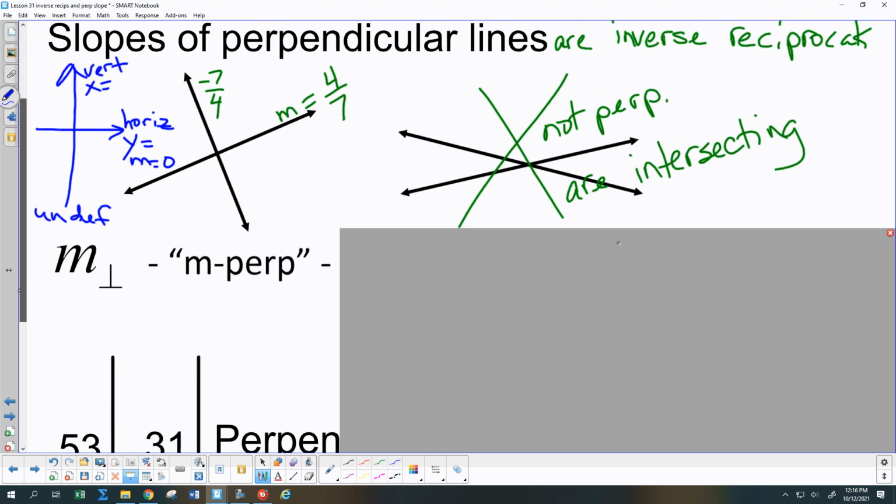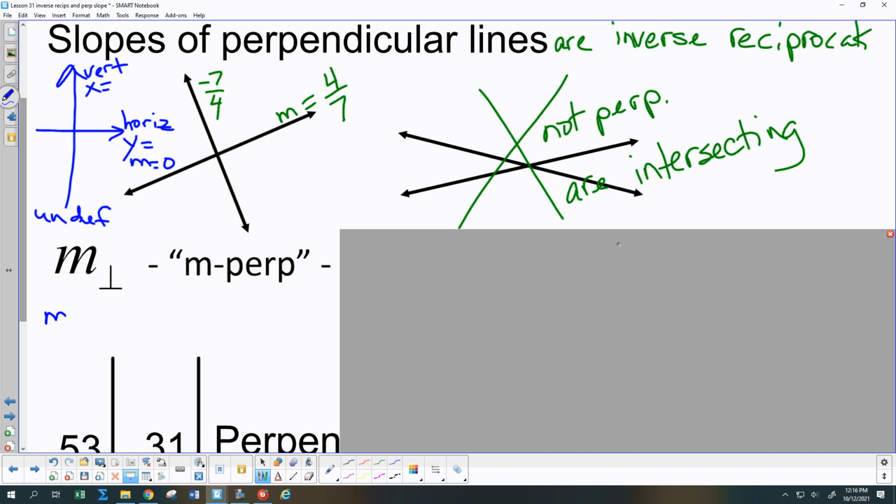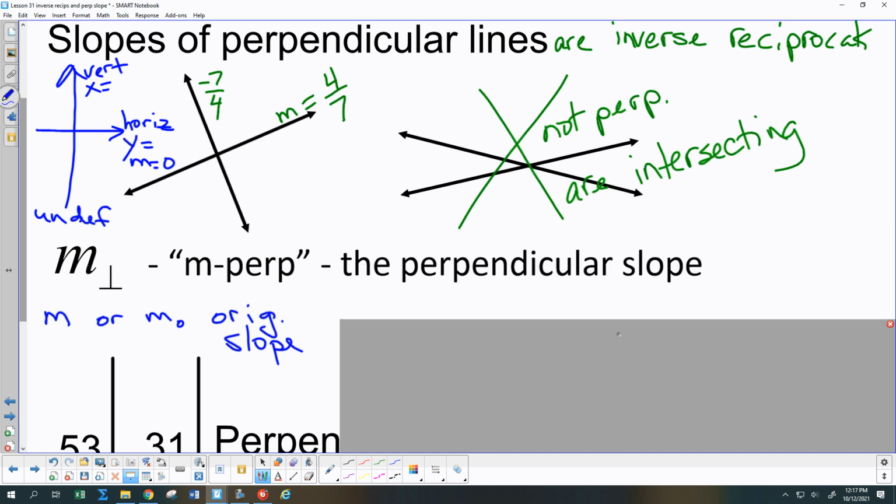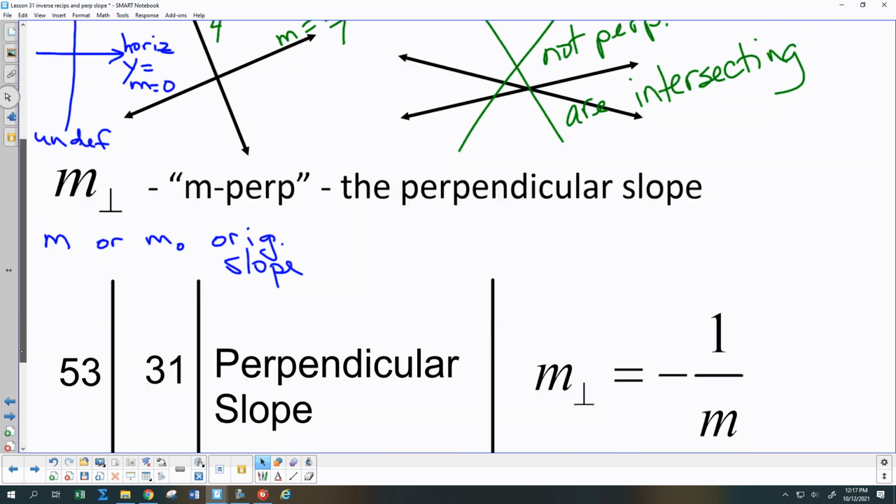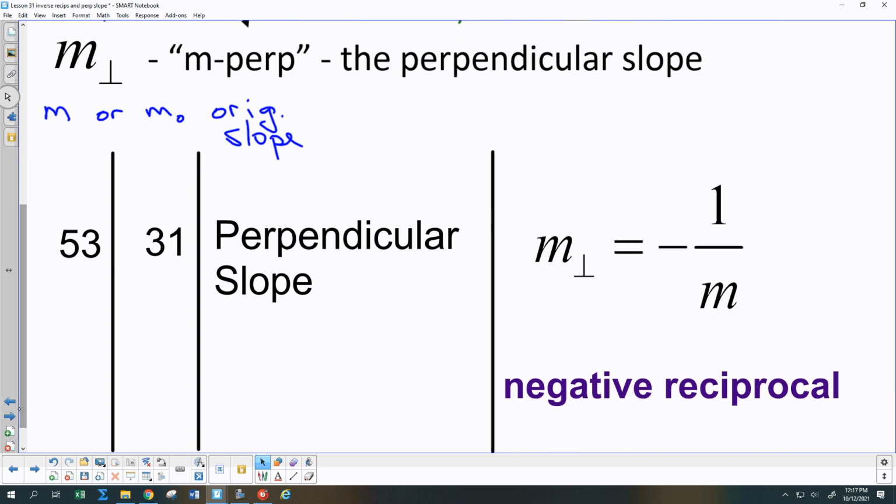Okay, a little bit of notation. We use m for the original slope, or if you want an m with a sub o, for the original slope. Then we take what looks like an uppercase T turned upside down, just so those lines are making 90 degrees. And that means the slope for the perpendicular line. Sometimes we read it as m perp, sometimes you just say perpendicular slope, but that's an abbreviation that we use. So in your formula list, let's get this one down, that if m is the original slope, the perpendicular slope is the opposite of 1 over m.